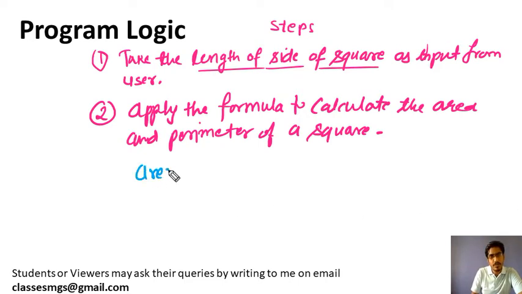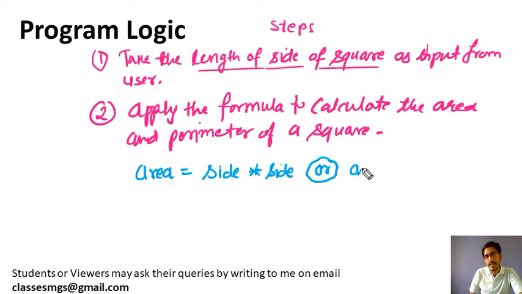Area equals to, let's suppose we have taken the input in the variable side, then what will be side into side. We can write area equals to side star star 2, because in Python we square using this operator double star. Okay, so keep this in mind.